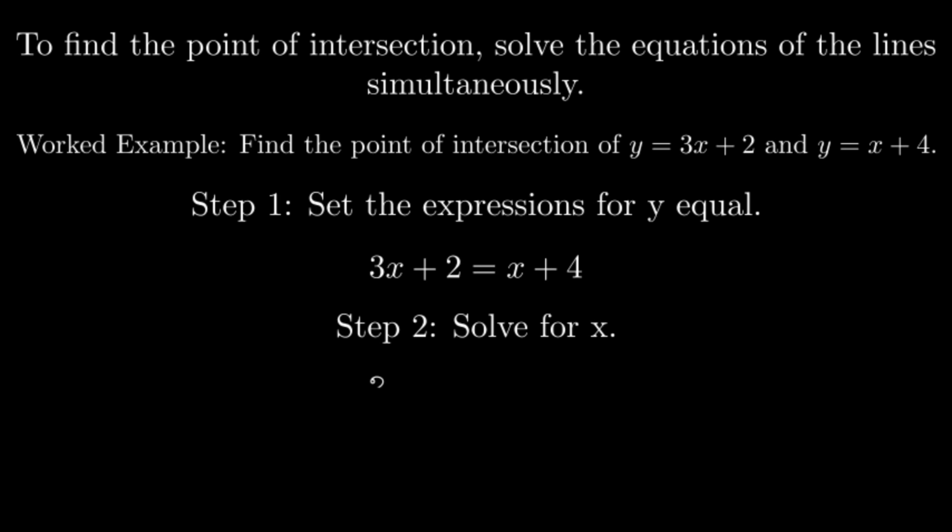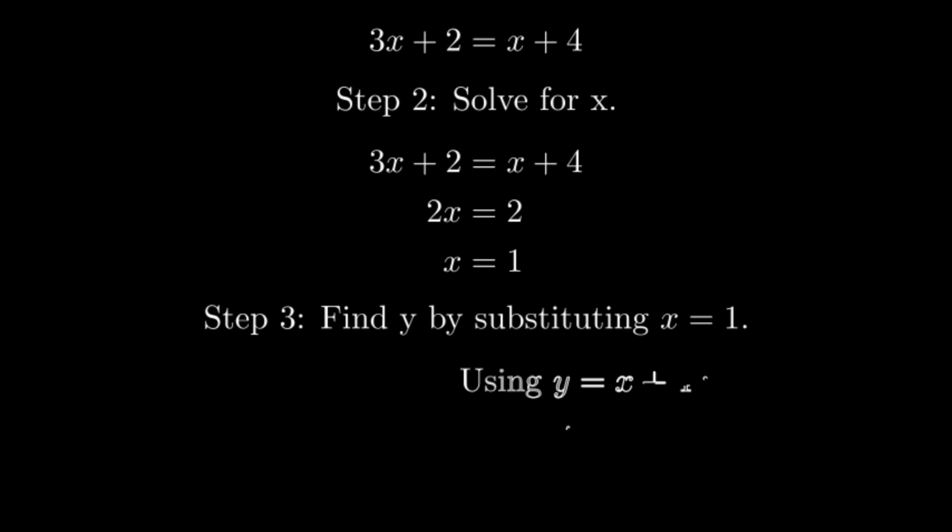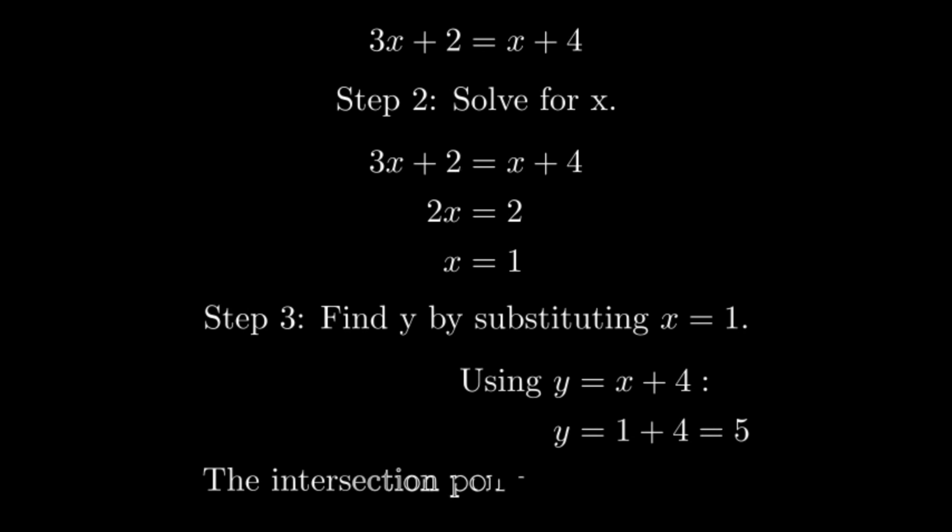To solve for x, let's get the x terms on one side and the constants on the other. Subtracting x from both sides gives 2x plus 2 equals 4. Then subtracting 2 from both sides gives 2x equals 2. Finally, dividing by 2, we find that x equals 1. We've found the x-coordinate of the intersection. To find the y-coordinate, we substitute this x value back into either of the original equations. Let's use the second equation, y equals x plus 4. Substituting x equals 1, we get y equals 1 plus 4, which is 5, so the y-coordinate is 5. The point of intersection is (1, 5).